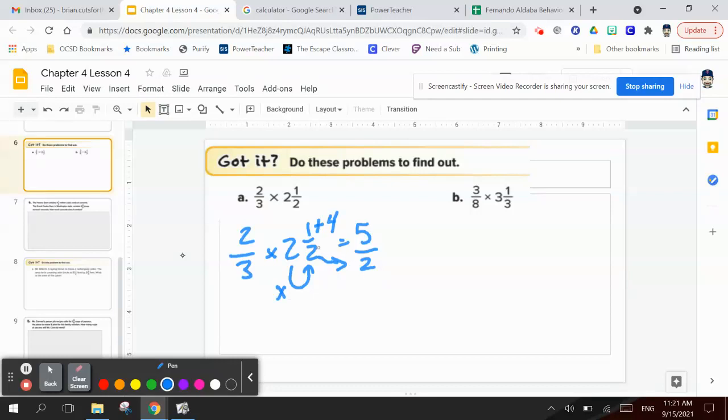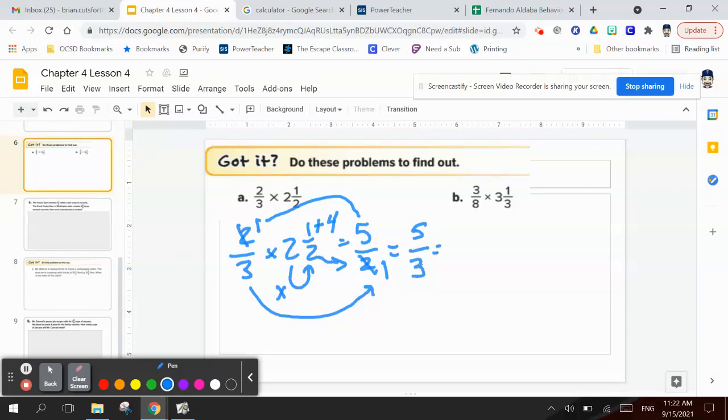If you remember about cross simplifying, simplify before you multiply, I notice 2 and 2 have a common factor. That's 2. 2 divided by 2 is 1. 2 divided by 2 is 1. 3 and 5 do not have a common factor except for 1. So I multiply. 1 times 5 is 5. 3 times 1 is 3.